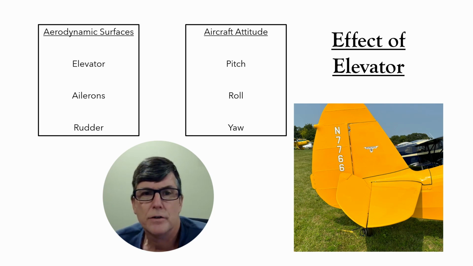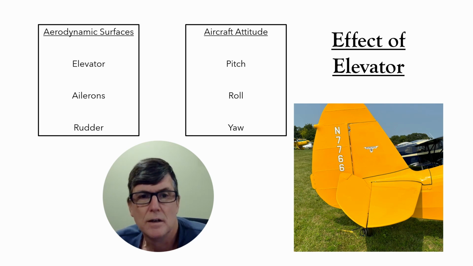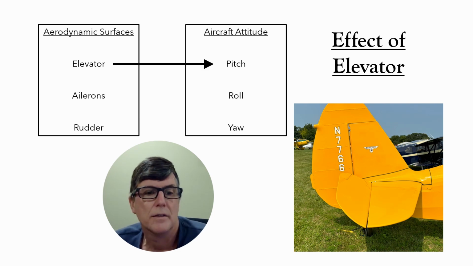The elevator is a control surface on the trailing edge of the horizontal stabilizer. This is deflected upwards by pulling back on the yoke or the stick. Doing that makes the tail go down and the nose go up. Pushing forward on the yoke or the stick has the opposite effect. Therefore, the primary effect of the elevator is to change the pitch attitude.